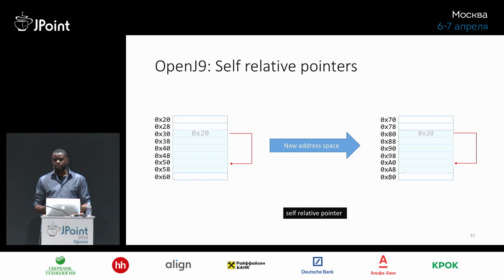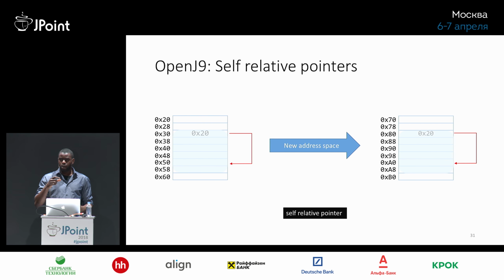But with an SRP, this is not an issue. We can move the structure around, and all the pointers still point to the correct place. Another benefit of SRPs is that it helps us keep the sizes smaller. Since we only need the relative difference, we don't actually have to be able to address the entire memory space.